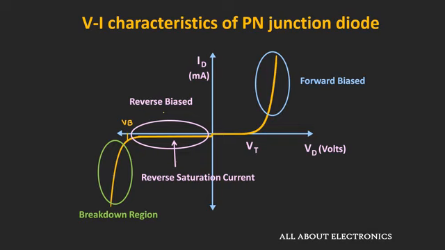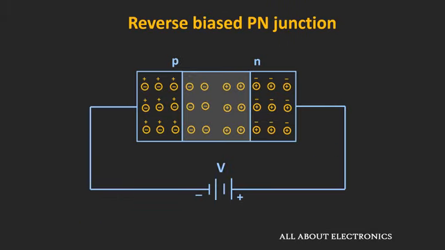So for the normal diode, this region of operation should be avoided, because when the applied voltage is more than this breakdown voltage, the diode starts conducting in the reverse direction also. Moreover, if there is no current limiting resistor in series with this diode, then due to the very large current or very high power dissipation, this diode may get damaged. So for the normal diode, this region of operation should be avoided.